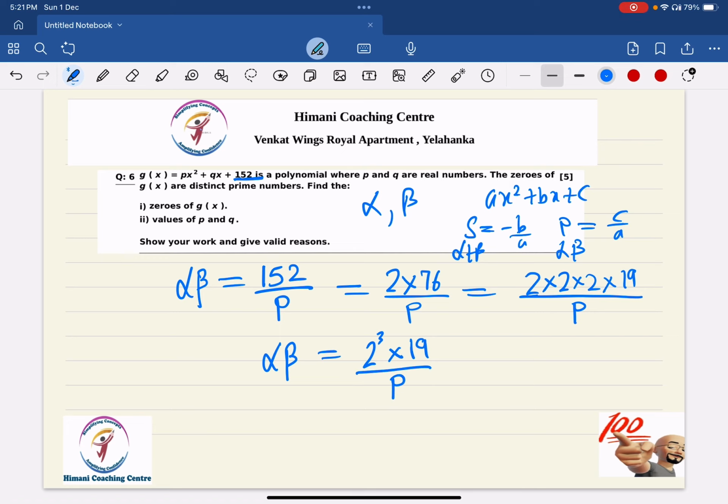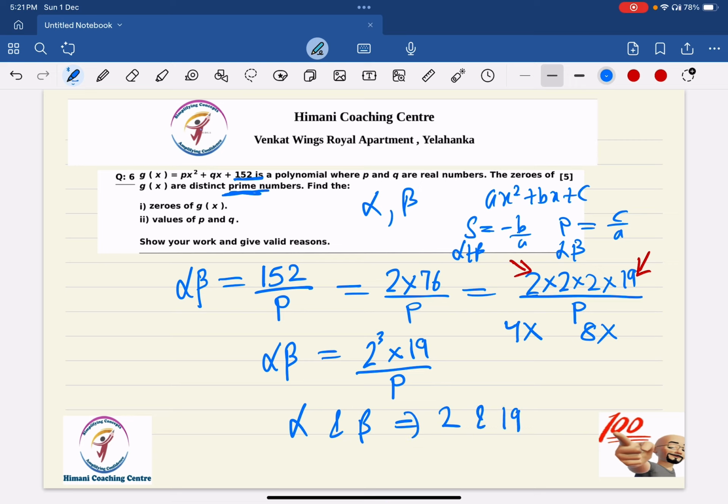Now look at the question. Question says the zeros are distinct prime numbers. So that means neither 4 nor 8 can be the root. So the roots here would be 2, which is a prime number, and 19. So that's how we will figure this out, and this is a tricky question. So now we will say alpha and beta can be 2 and 19.